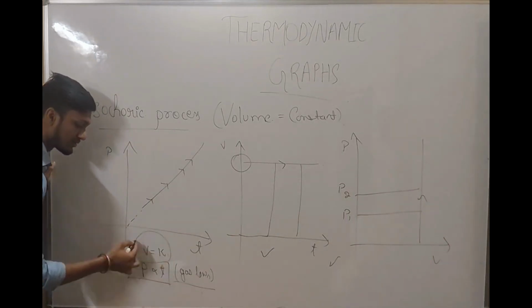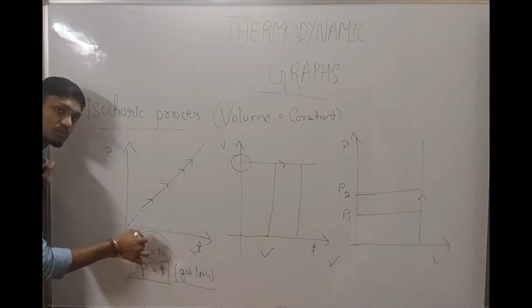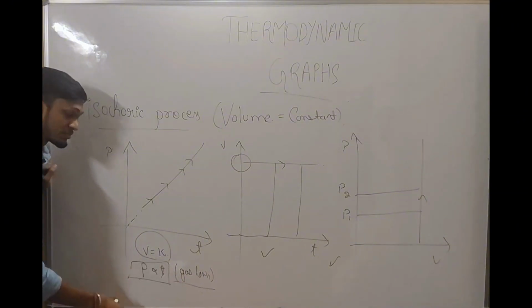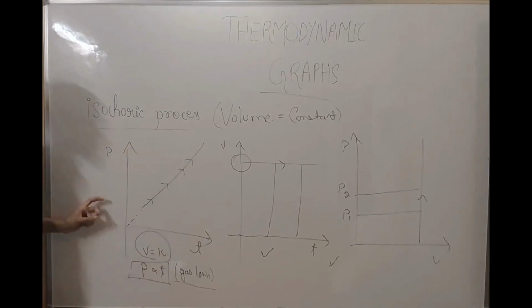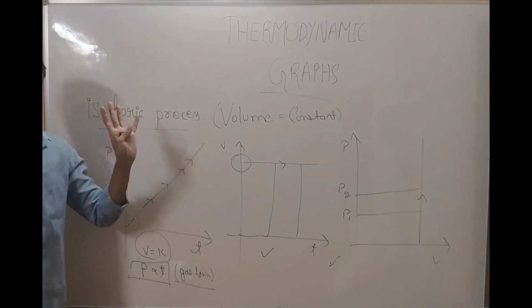The reason is that the volume is constant. If the volume is constant, pressure increases linearly with temperature. Temperature increases, pressure also increases. This is the representation of a PT graph for an isochoric process.